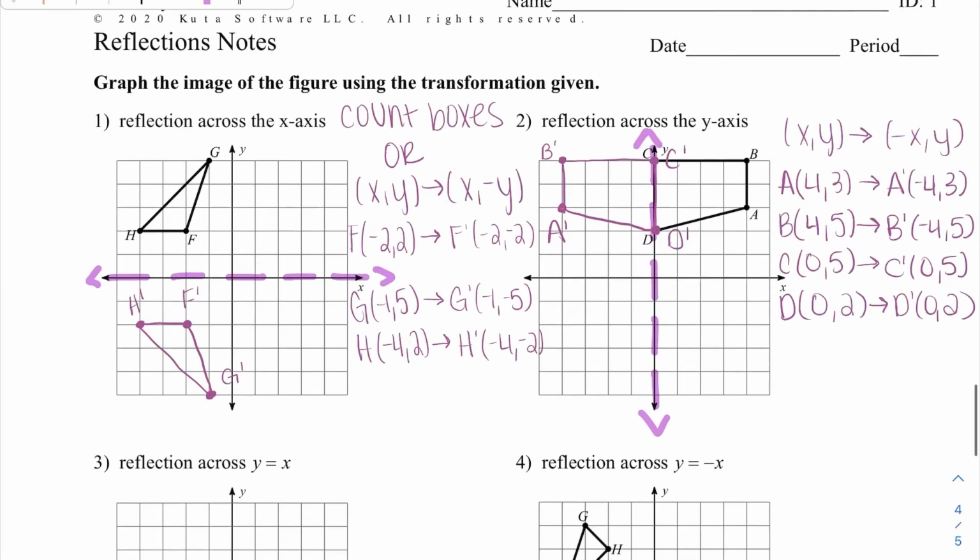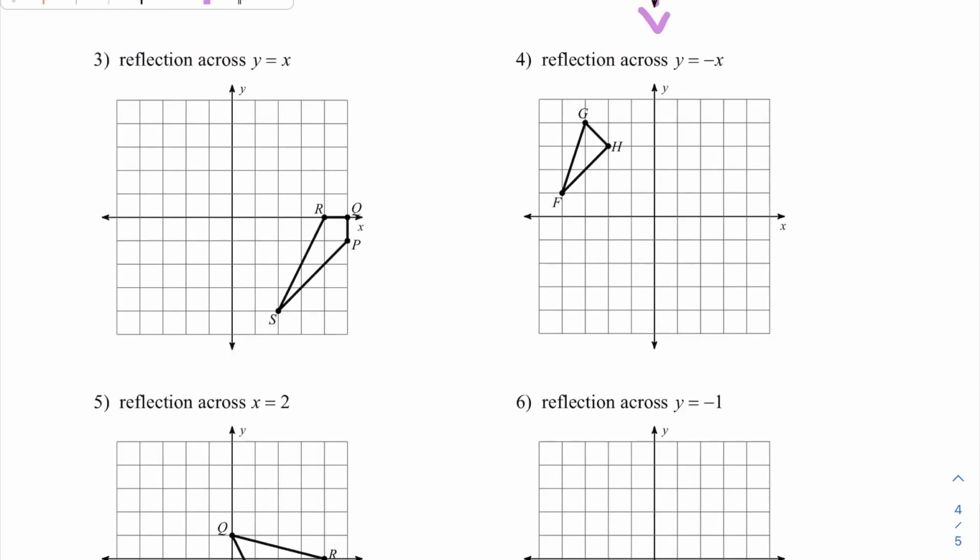Let's go ahead and look at example number 3. Example number 3 is a reflection across the line y equals x. So let's go ahead and locate that line on our graph. Remember, the line y equals x is a diagonal line with a positive 1 slope. So for this, it will go diagonally through the boxes, and from left to right, it will be going up.